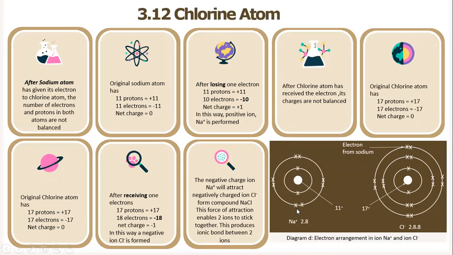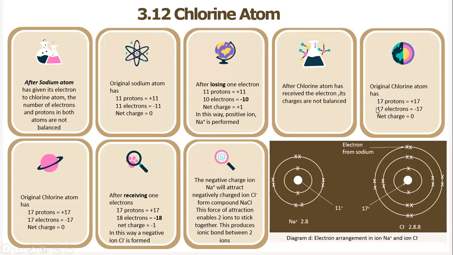So after the sodium atom has given its electron to the chlorine atom, the number of electrons and protons in both atoms are not balanced. The original sodium atom has 11 protons, 11 electrons, and net charge is 0. But after losing one electron, it consists of 11 protons, 10 electrons, and net charge equals positive 1. So in this way, positive sodium ion is formed.